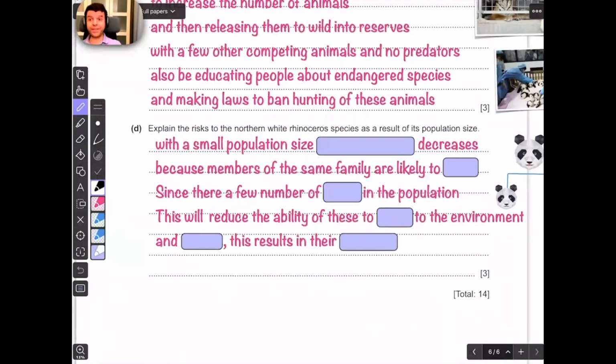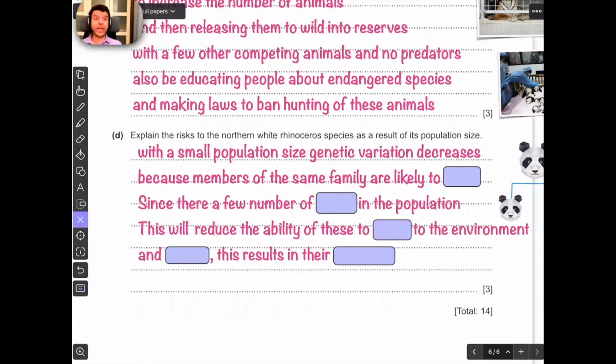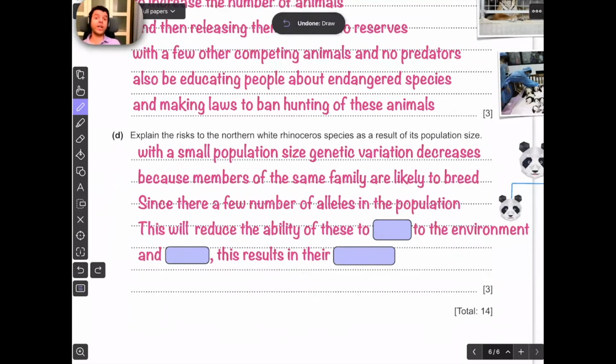So what am I going to say here? I say with a small population, right? The genetic variation decreases, right? Because members of the same family are likely to do what? They're likely to breed, since there are only few numbers left in this small population. So you would really have a small number of alleles, and the chance of genetic diseases will increase a lot in this case, all right? With less variation, always, whenever I write about variation, I write about adaptation.